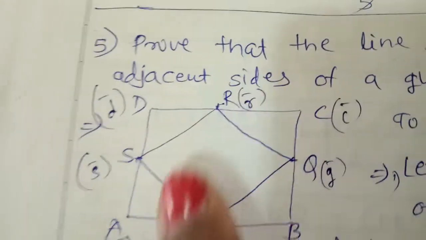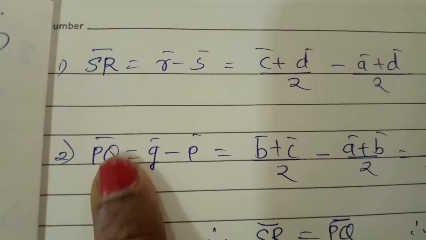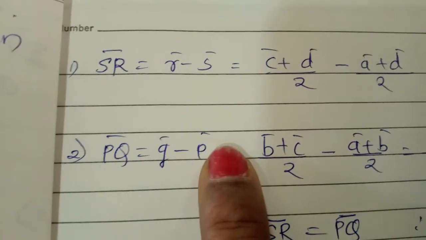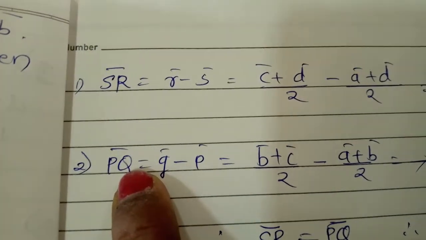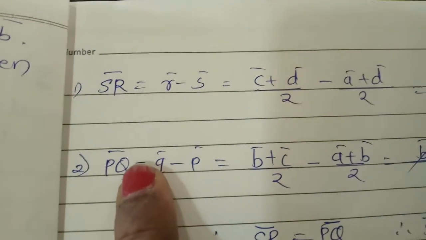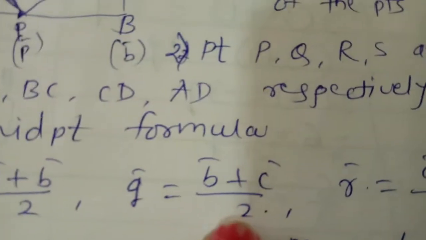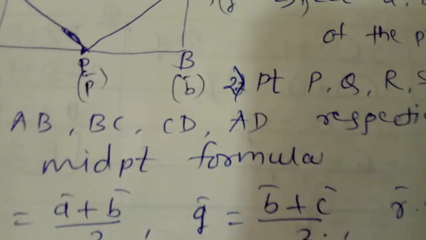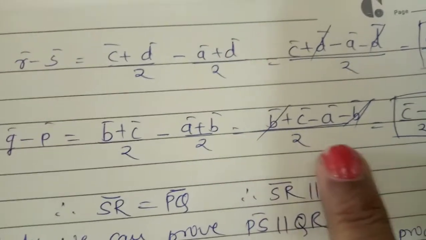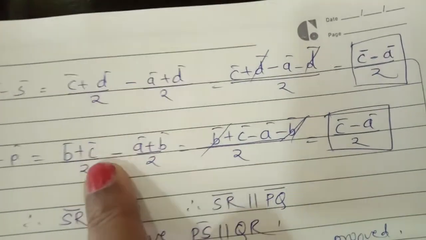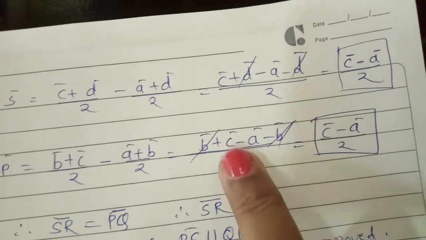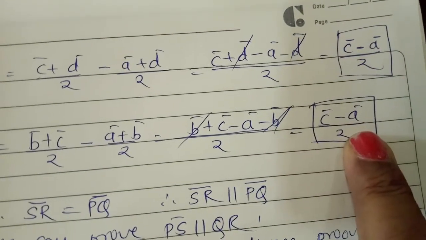Now we have to find PQ bar. SR bar first, and after that PQ bar. For PQ, don't change the direction. The last letter is Q, so we write Q bar minus P bar. The answer for Q bar is (B bar plus C bar) upon 2, and for P bar it is (A bar plus B bar) upon 2. Here we take the subtraction. The LCM is 2: B bar plus C bar minus A bar minus B bar. So B bar gets cancelled, and we get C bar minus A bar upon 2.